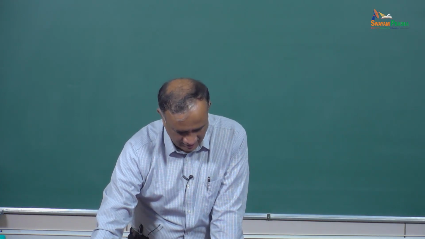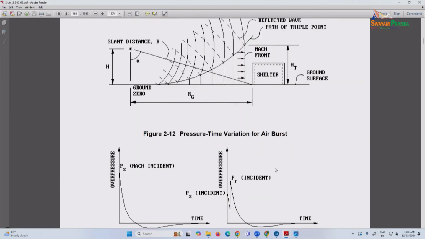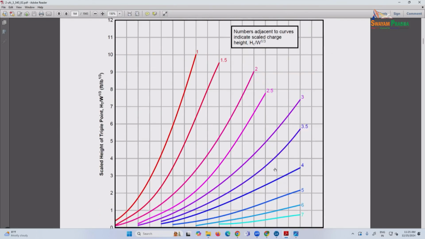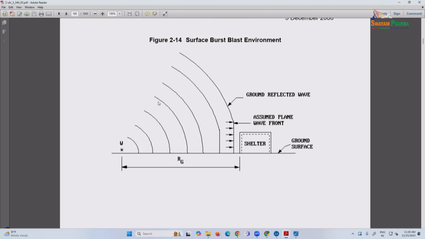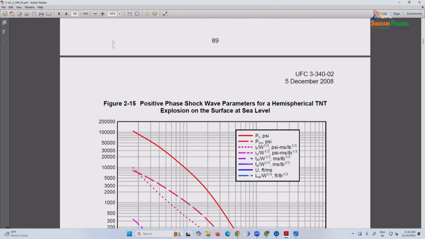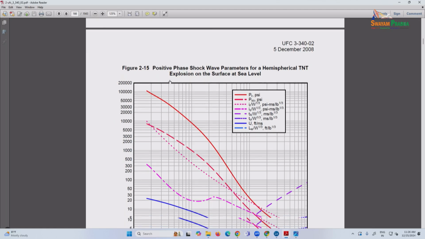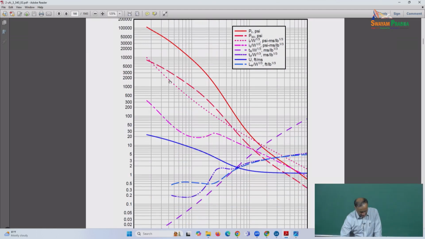Then this is reflected, again, impulse and pressures. Then we looked at this, scaled triple point, we talked about it. Surface burst, this is the most common aggressor tactic. And so from here on, the curve that is utilized for all your designs, and my example today, is figure 2-15. And I think your afternoon example also is going to be based on that.